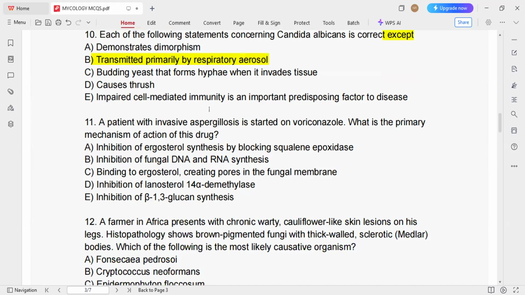And number 11, we have done this. A patient with invasive aspergillosis is treated with voriconazole. What's the primary mechanism? Yes, any answer? D. D for dog, yes. Inhibition of lanosterol 14-alpha demethylase. That is the azoles. Good. Inhibition of ergosterol synthesis by blocking squalene epoxidase, that's the drug terbinafine. Good. Inhibition of fungal DNA and RNA synthesis.